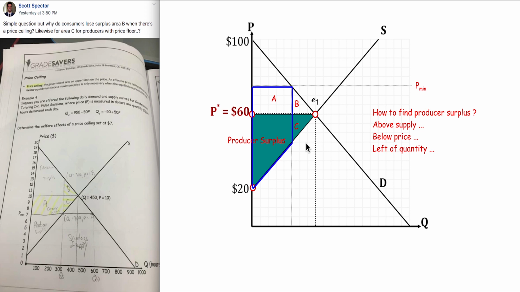And if we compare the trapezoid, the new producer surplus, to the triangle, which was the old producer surplus, we should be able to infer how it has changed. It should be obvious to us that area A is part of the trapezoid, but it's not part of the triangle. And so we can argue that sellers have gained area A. Area C was part of the surplus before, but notice how it's not part of the surplus after. And so now it should be obvious that they're losing area C.